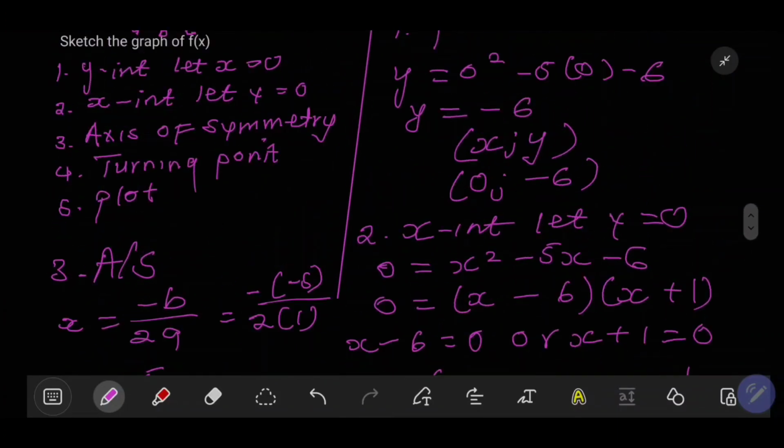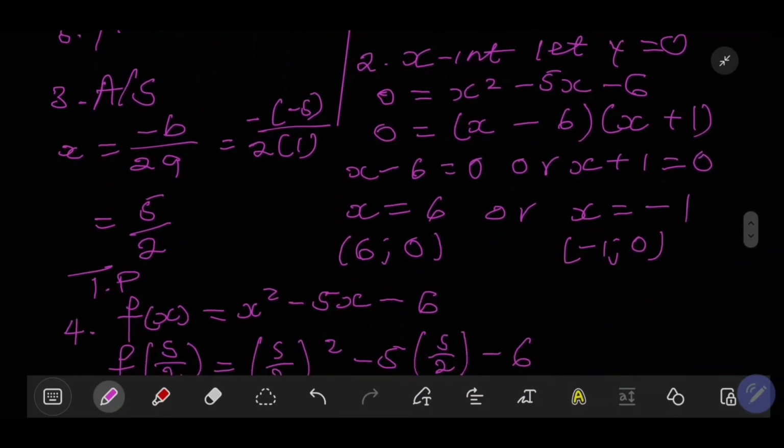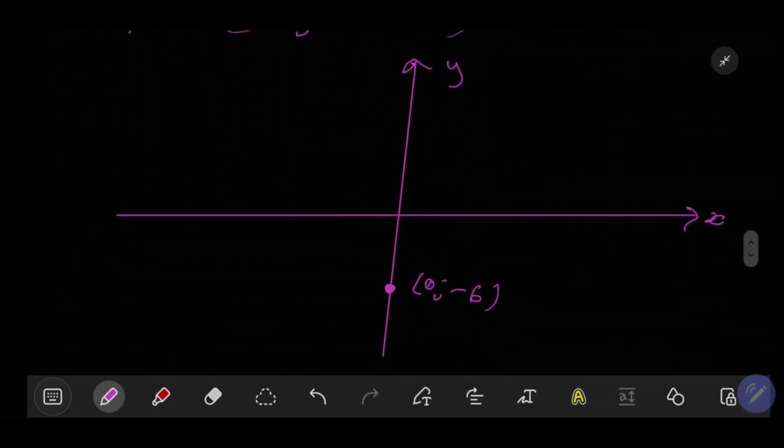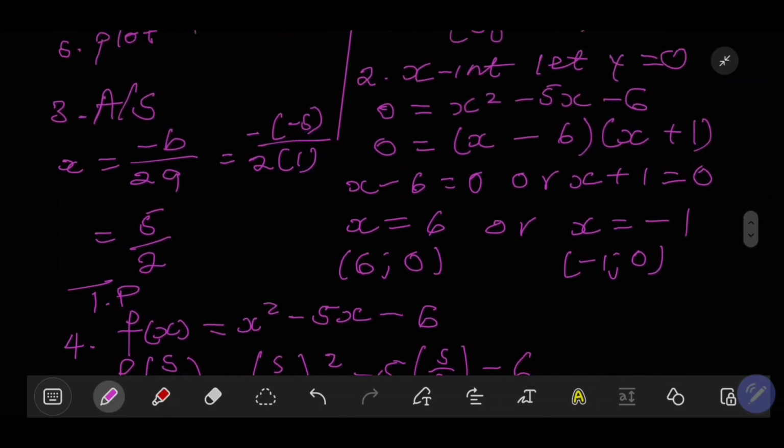also find our x-intercepts to be (-1, 0) and (6, 0). Then the point (-1, 0) can be here, then the point (6, 0) here. So this is (-1, 0), then this is (6, 0), and then we found our axis of symmetry to be 5/2, which is 2,5 in decimal form.